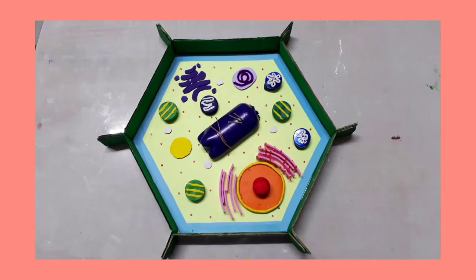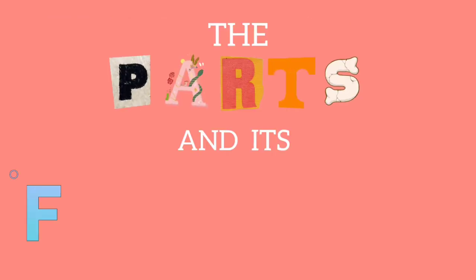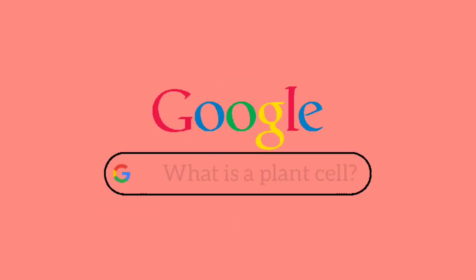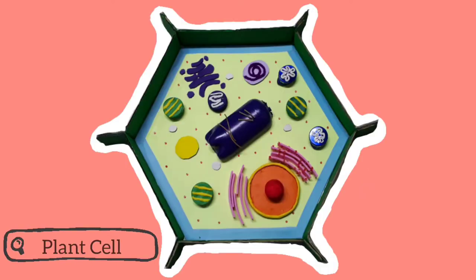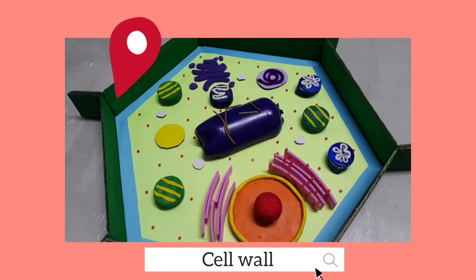This is now the finished product of my 3D model of the plant cell. Let me discuss the functions of each part. First of all, what is a plant cell? Plant cells are eukaryotic cells with a true nucleus along with specialized structures called organelles that carry out certain specific functions. One of the parts of the plant cell is the cell wall. Its primary function is to protect and provide structural support to the cell.